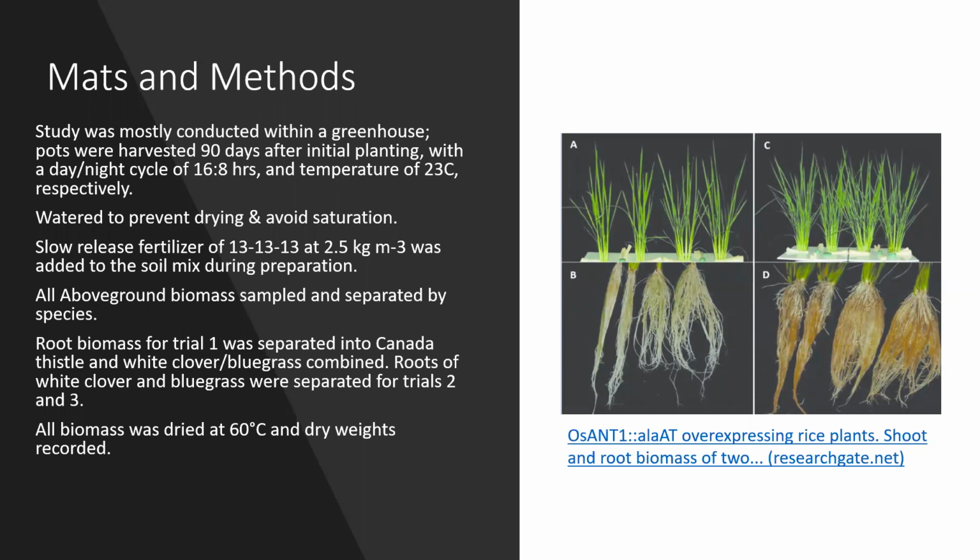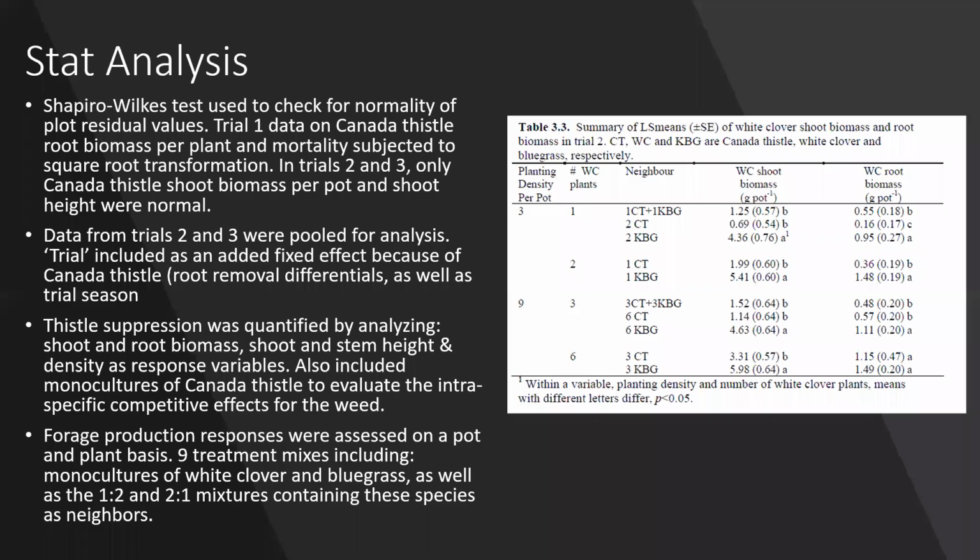I wanted to highlight some of the possibilities of different ratios and densities on both above and below ground biomass production. Some of the statistical analysis performed was a Shapiro-Wilk test to check for normality of plot residual values. There was a bit of discrepancy in the performance of harvesting and sample preparation, so the data was chopped and interpreted in a few different ways in order to correct for that.